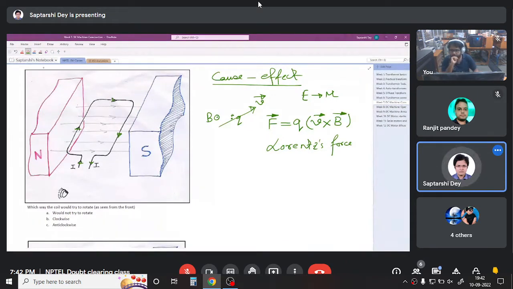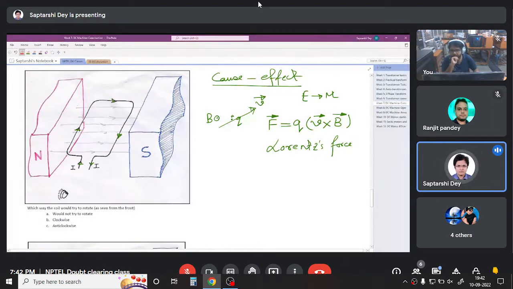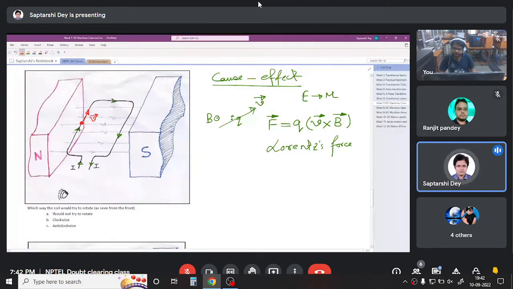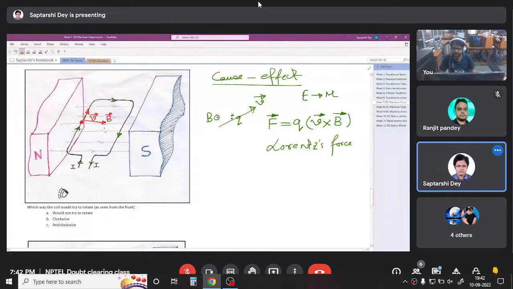Now, if you look at, so I'll take this red. Current is flowing, which means there is a charged particle here, right? A charged particle inside the conductor which is moving in this direction, in the direction of current. So the velocity vector is pointed in this fashion, and the B vector is pointed in this direction, north to south. They are perpendicular to each other.